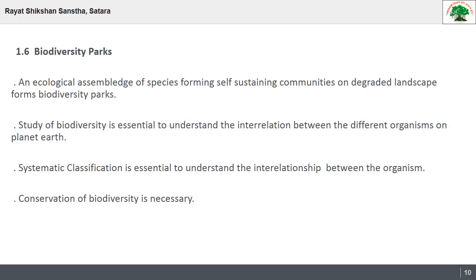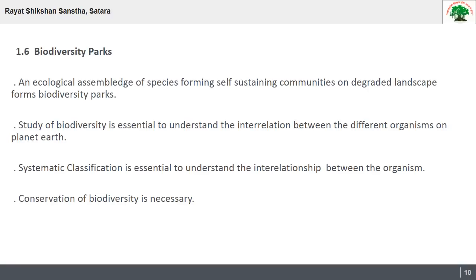1.6 Biodiversity Park. Biodiversity refers to the variety of life. It is seen in the number of species in an ecosystem or on the entire earth. Conserving our biodiversity is extremely important, not only in terms of its intrinsic value, but because many of our economic activities are based on healthy and functioning natural systems.